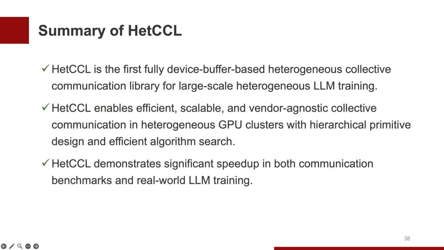And to summarize the first work, HCCL is, to the best of our knowledge, the first fully device buffer-based heterogeneous collective communication library designed for large-scale heterogeneous LLM training, and it can enable efficient, scalable, and vendor-agnostic collective communication. And the key idea is we leverage the hierarchical primitive design and the very efficient algorithm search. And they also demonstrate a significant speedup in both the communication benchmarks and the real-world LLM training.